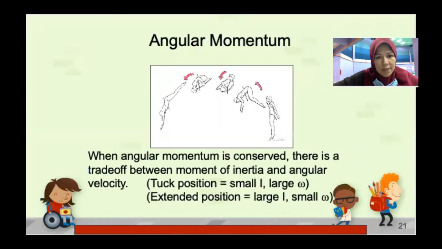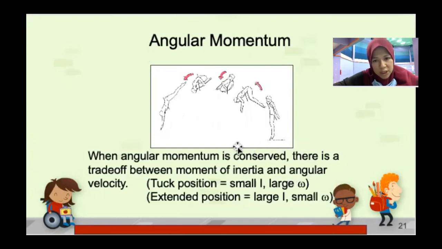Okay, so dalam angular momentum awak boleh tengok daripada diving kan, dia nak buat somersault kan, when the angular momentum is conserved, there is a trade-off between movement of inertia and angular velocity, whereby the tuck position is the small inertia and large angular velocity, and the extended position is the large movement of inertia and small angular velocity.